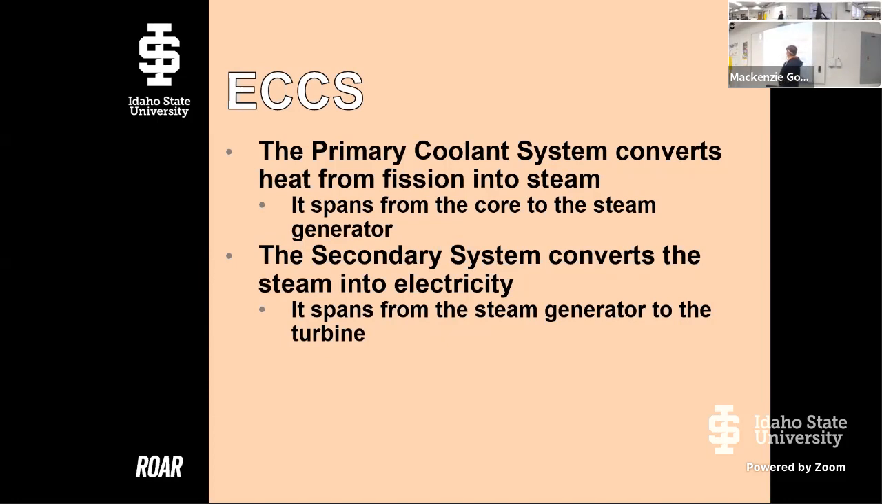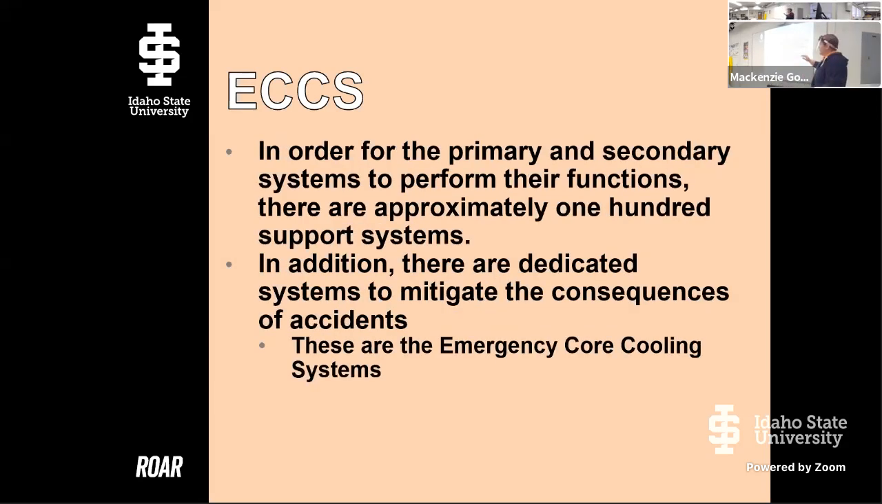There's a secondary coolant system, and it converts this steam into electricity. So it goes from the steam generator to the turbine. In a boiling water reactor, this is also contaminated. In a pressurized water reactor, it is not. Okay? In order for those two systems to perform their functions, there's approximately 100 different support systems at your average nuclear power plant. And these span from auxiliary systems to systems that help improve efficiency, to systems that control the chemistry of the water, to our emergency backup systems, okay?